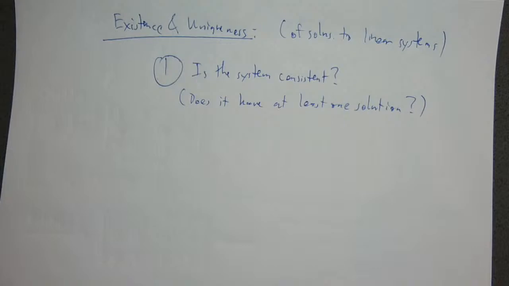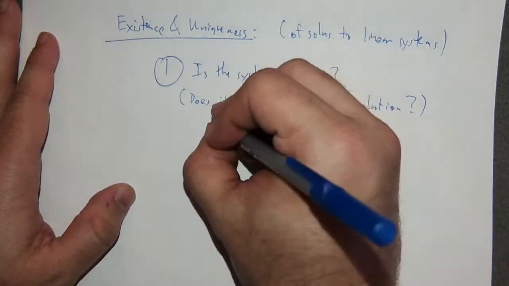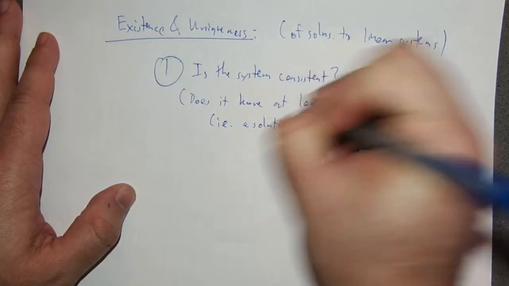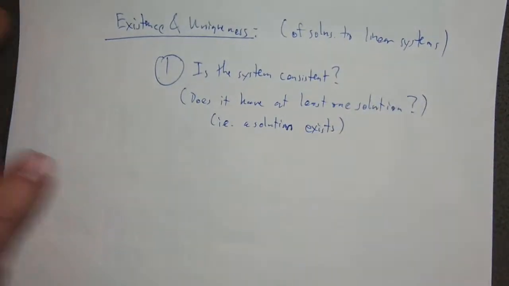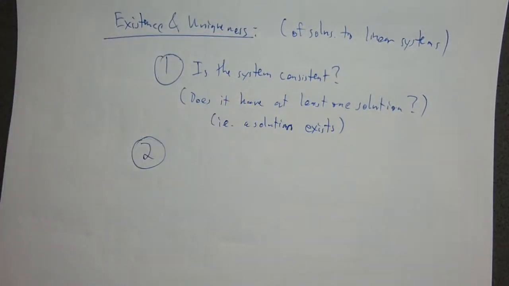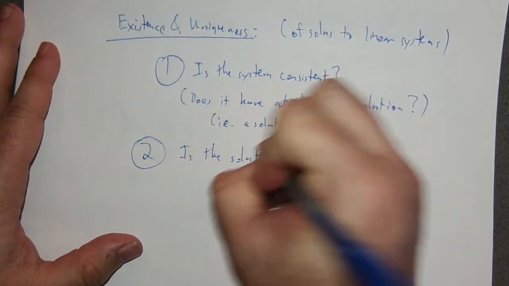All right. Sometimes the answer to that is no, right? So if the answer is no, then you stop there. But saying that it has at least one solution means a solution exists. A solution exists if it has at least one solution. But then the natural question is, how many does it have, right? So is the solution unique?